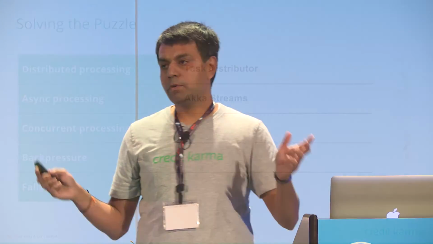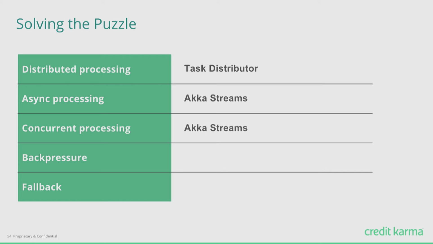For the asynchronous processing, we relied on Akka Streams. For concurrent processing, we relied on Akka Streams. For back pressure, Akka Streams. I mean, there is a pattern emerging here. For the fallback, we used a shadow table approach, right? This is one of the things that I mentioned at the beginning. We have a source and a target, and we are not polluting the source. So this is the shadow table. That's how we ended up meeting our technical requirements. I tell you, Akka Streams really came to our rescue with most of the things that are mentioned here.